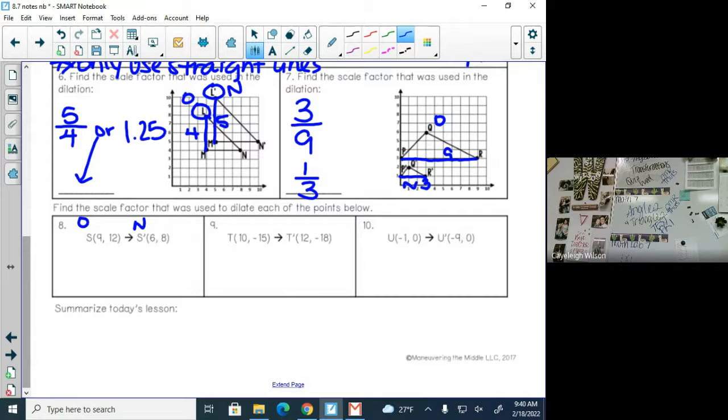All right. So new over original. So you could do the X's or you could do the Y's. It doesn't matter. So 6 over 9. New over original. 6 over 9 reduces to 2/3. But if Burton wants to do the Y, he does 8 over 12. Well, 8 over 12 reduces by 4, which is still 2/3. So the scale factor is 2/3.